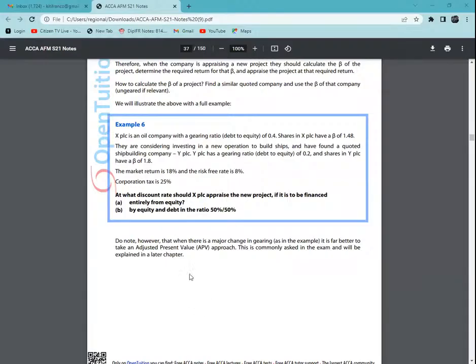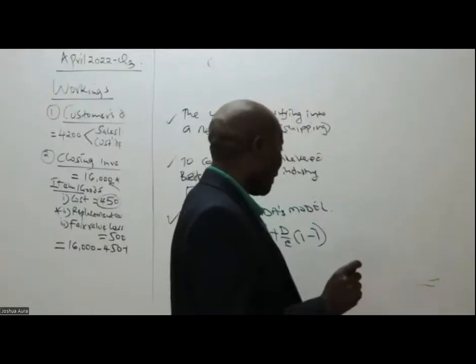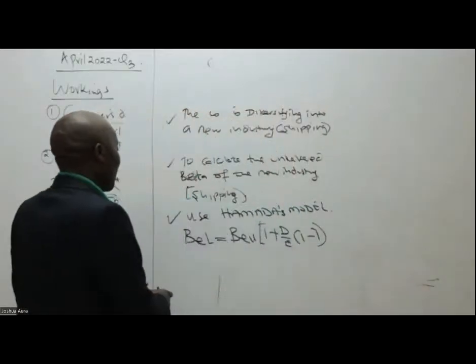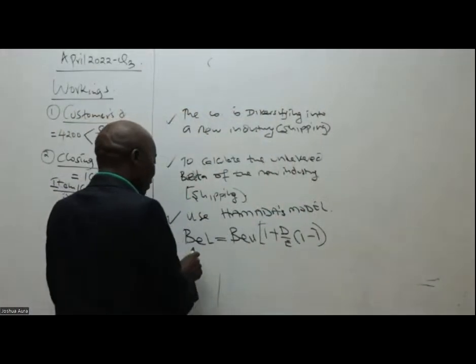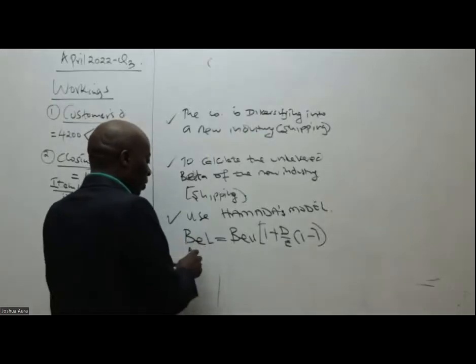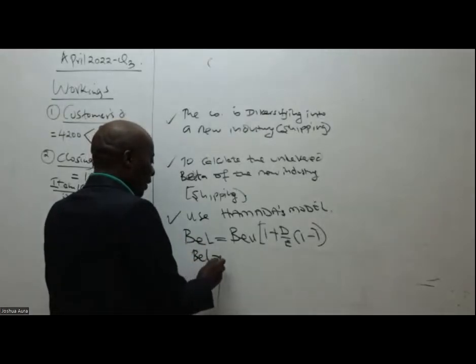Yeah, it's levered. Thank you so much. Do you know why? It's because this shipping company, they have already told us that there is debt in here. You can see debt to equity. So it's beta equity over a levered firm. This 1.8 is beta equity of the levered firm because this firm has already debt in it. So meaning, ladies and gentlemen, that they have given us Bell. Bell is beta equity levered, which in this case is 1.8 of the new industry.